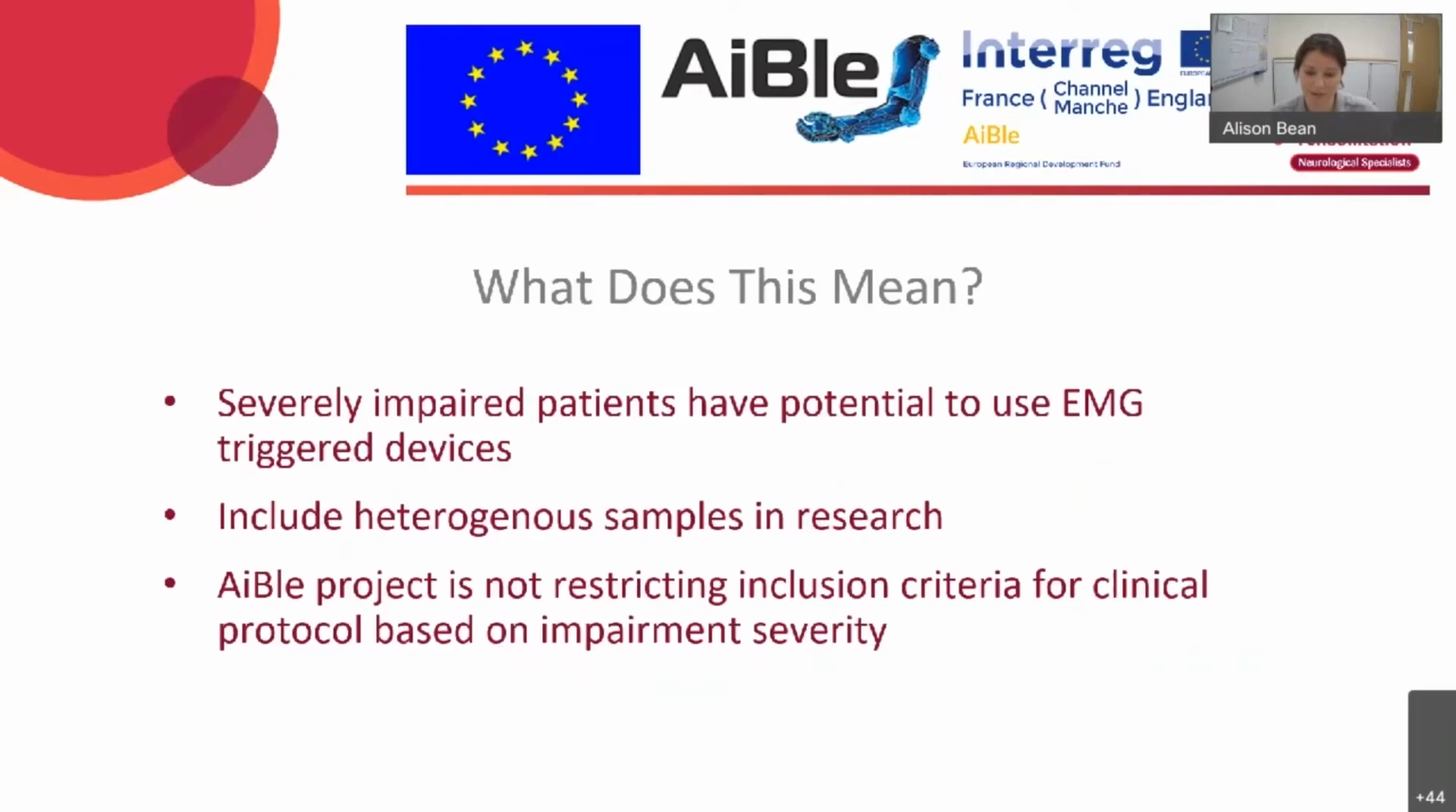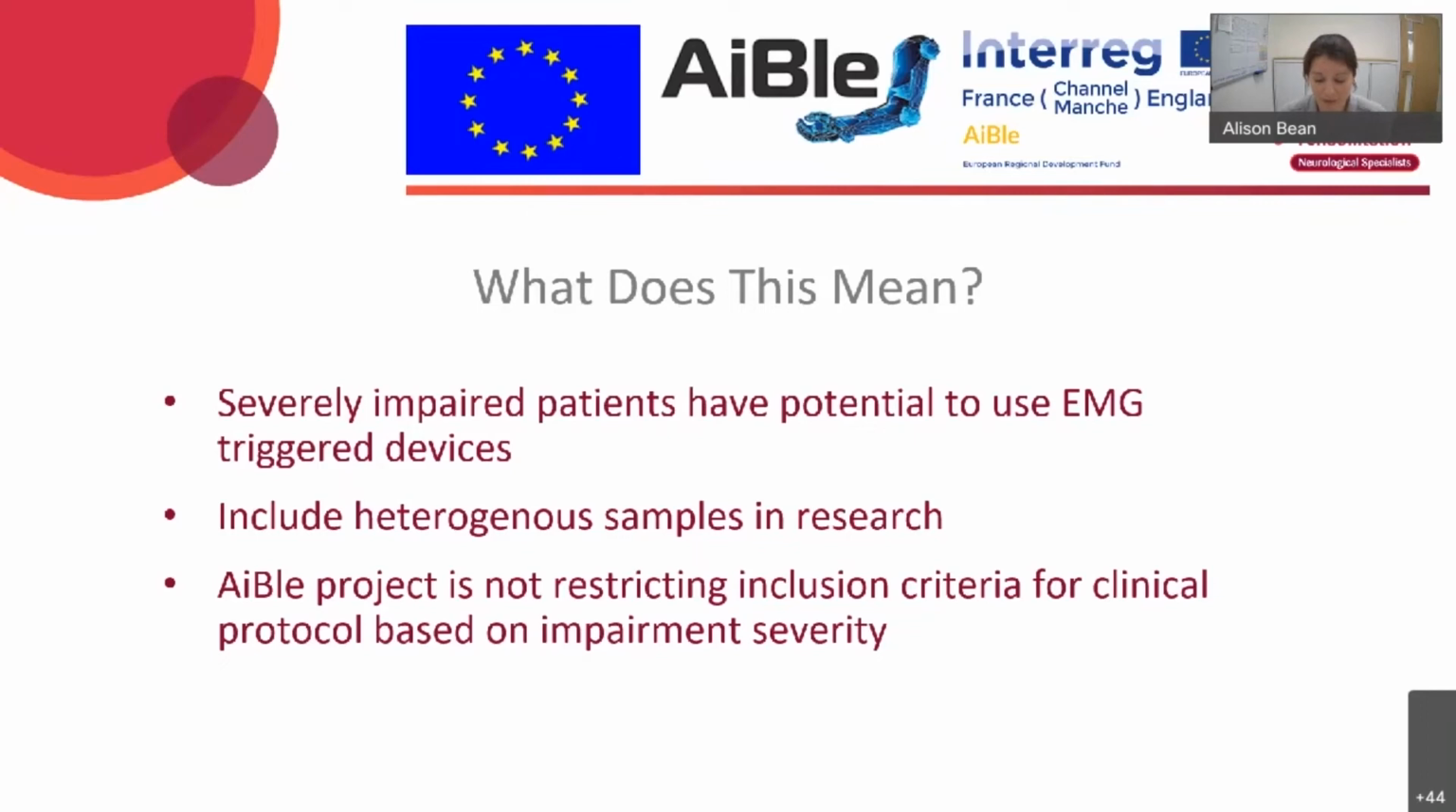Next slide, please. So what does this data set mean? It actually had more influence on our ongoing research than a lot of the others, as it showed that a severely impaired patient does have the potential to use an EMG-triggered robot. It supports the inclusion of a heterogeneous sample of patients in our clinical protocol, and we felt afterwards that we should cover a range of severities of upper limb impairment as we progress through the project.